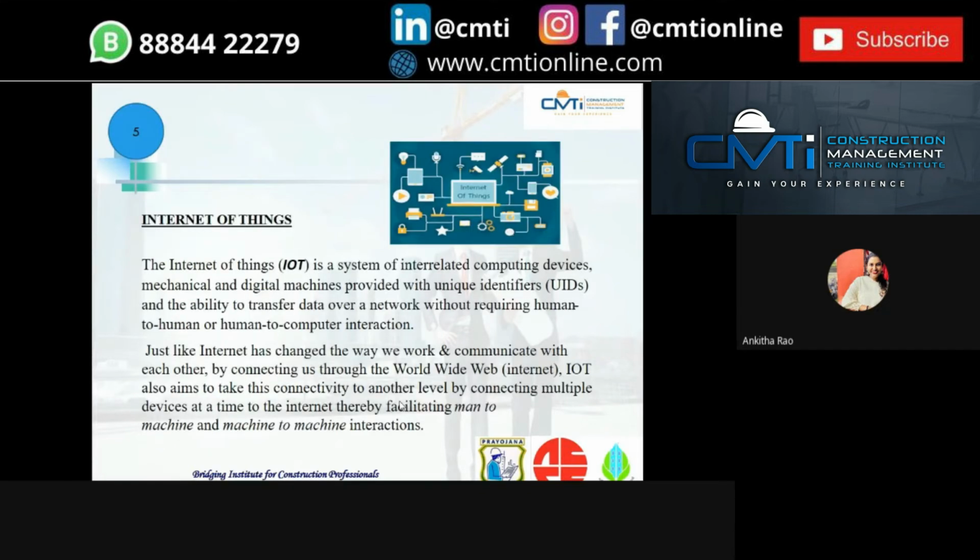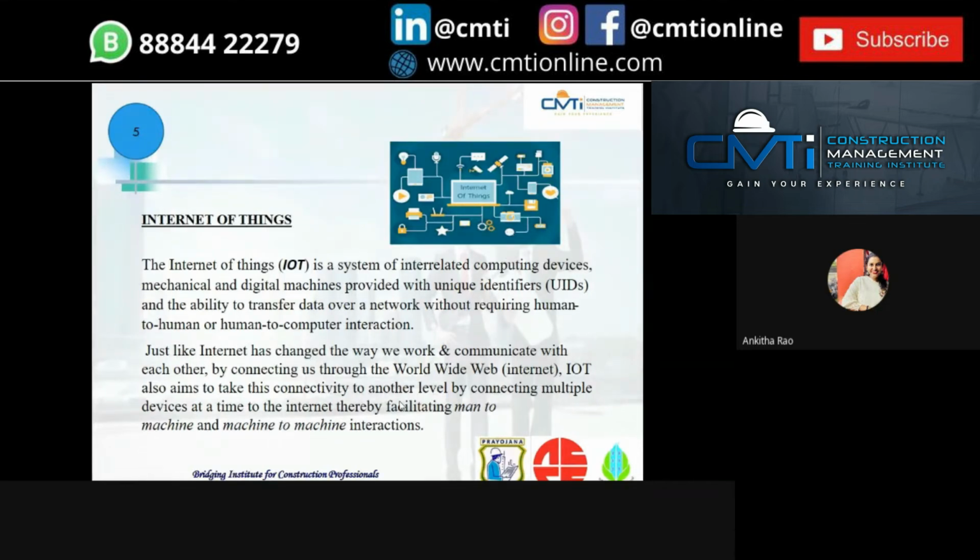Internet of Things is a system of interrelated computing devices, mechanical and digital machines provided with unique identifiers and the ability to transfer data over a network without requiring human-to-human or human-to-computer interaction. Simply, we can say it's like Alexa or Siri. Everything is controlled using a mobile or your voice.